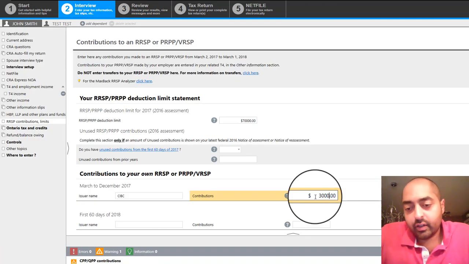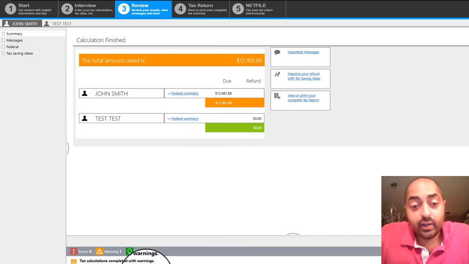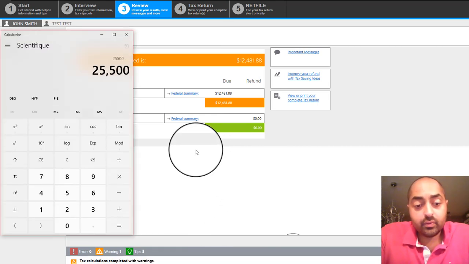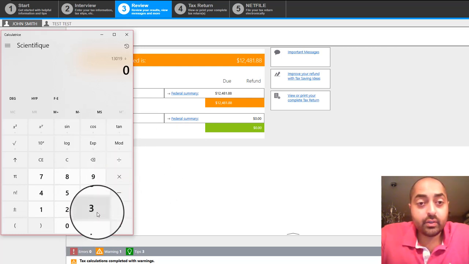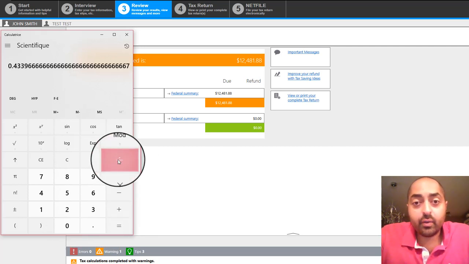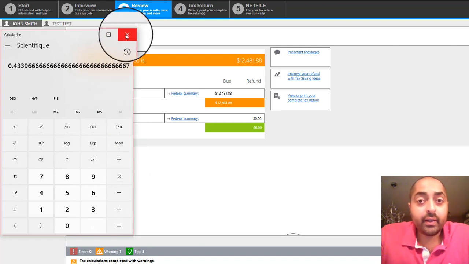Let's say he contributed 30,000. He's down to 12,481. So a difference of 13,000 on his 30,000. So 43% return for contributing 30,000 and being married, and his wife having no income.